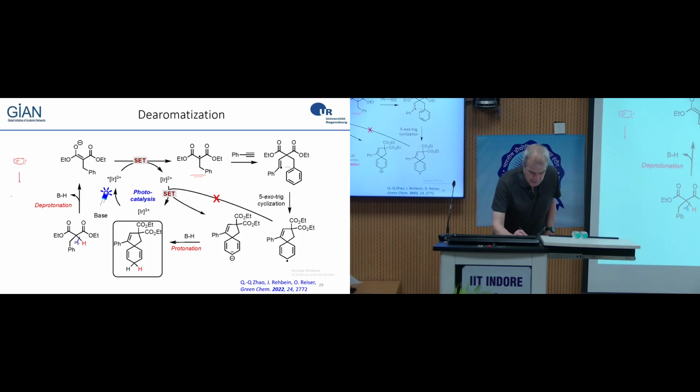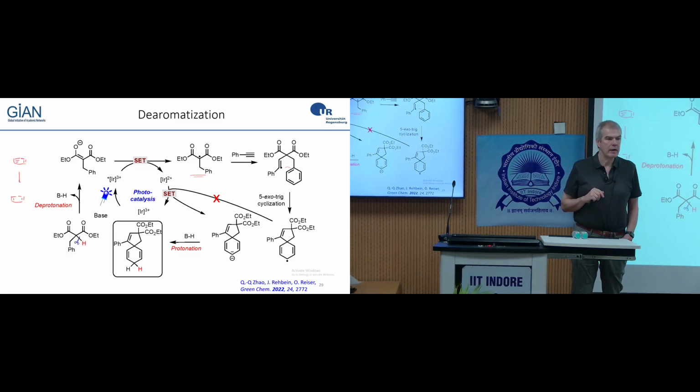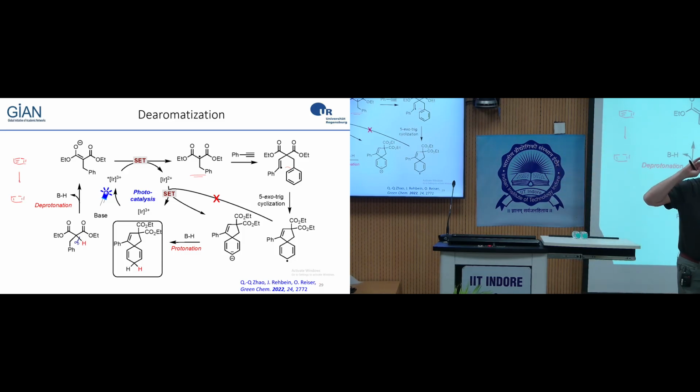How do I convert this to a cyclohexadiene? You see, this is ultimately what we are doing. How do we do this normally? What is the reaction? Which one? Say again. It's a Birch reduction, right?